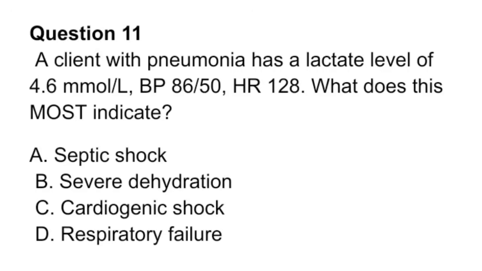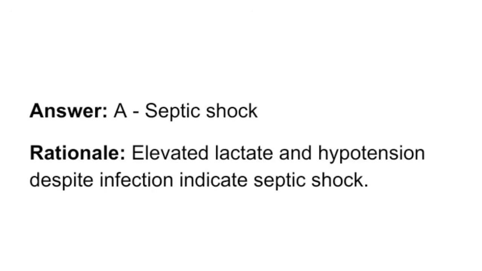Question 11. A client with pneumonia has a lactate level of 4.6 millimole per liter, BP 86/50, HR 128. What does this most indicate? A. Septic shock. B. Severe dehydration. C. Cardiogenic shock. D. Respiratory failure. Answer. A. Septic shock. Rationale. Elevated lactate and hypotension despite infection indicate septic shock.